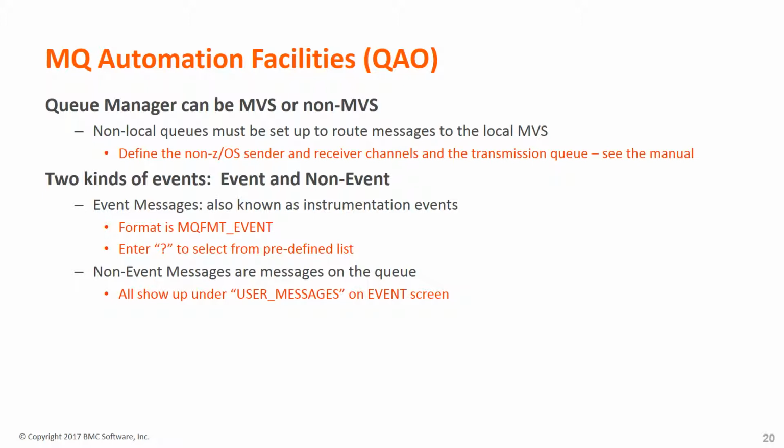Okay, now there are two types of events that we can automate on. We can trap event messages, which are the MQ format events. If you want to see all of the different event types that are supported, you can put a question mark in the field and we'll provide you with a list. I have an example of that in a slide or two. We also can automate on non-event messages, which are generally messages on a queue, and those will show up as user messages on the event screen.